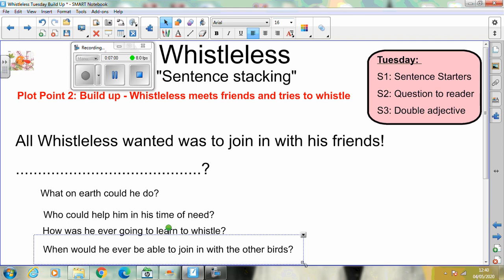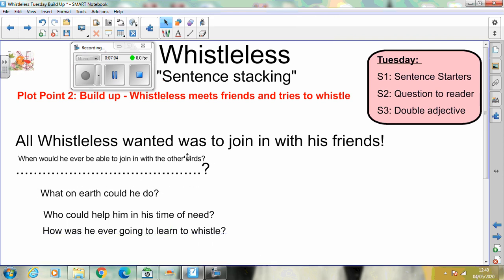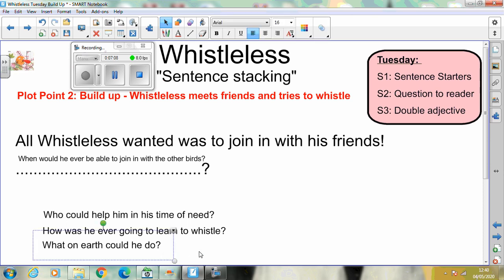I'll reduce that one down. I'm just going to drag it up there because that's my favourite question. Put that one there. Okay. All Whistleless wanted was to join in with his friends. When would he ever be able to join in with the other birds? And my question to the reader is engaging them and it's drawing them in to the problem faced by Whistleless and how it's building up.